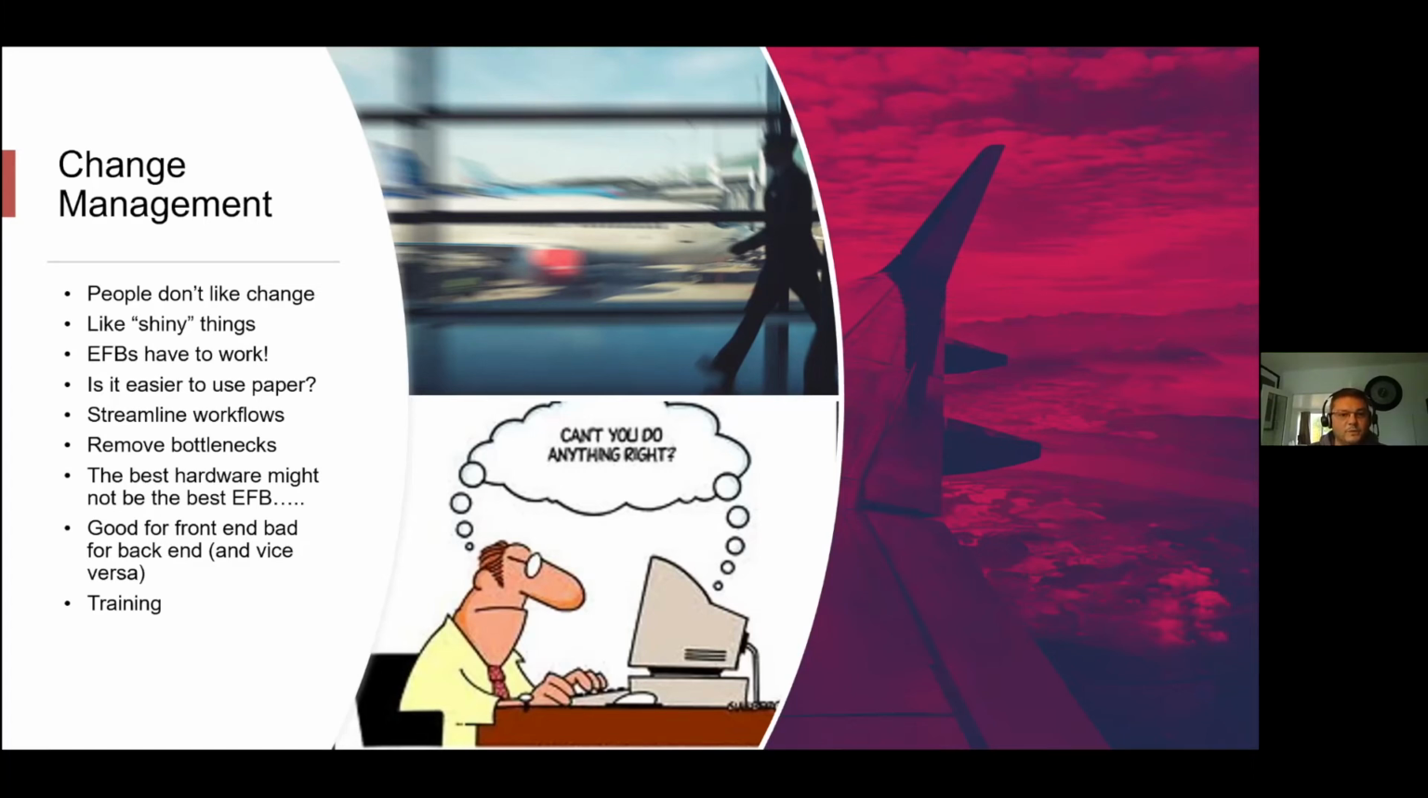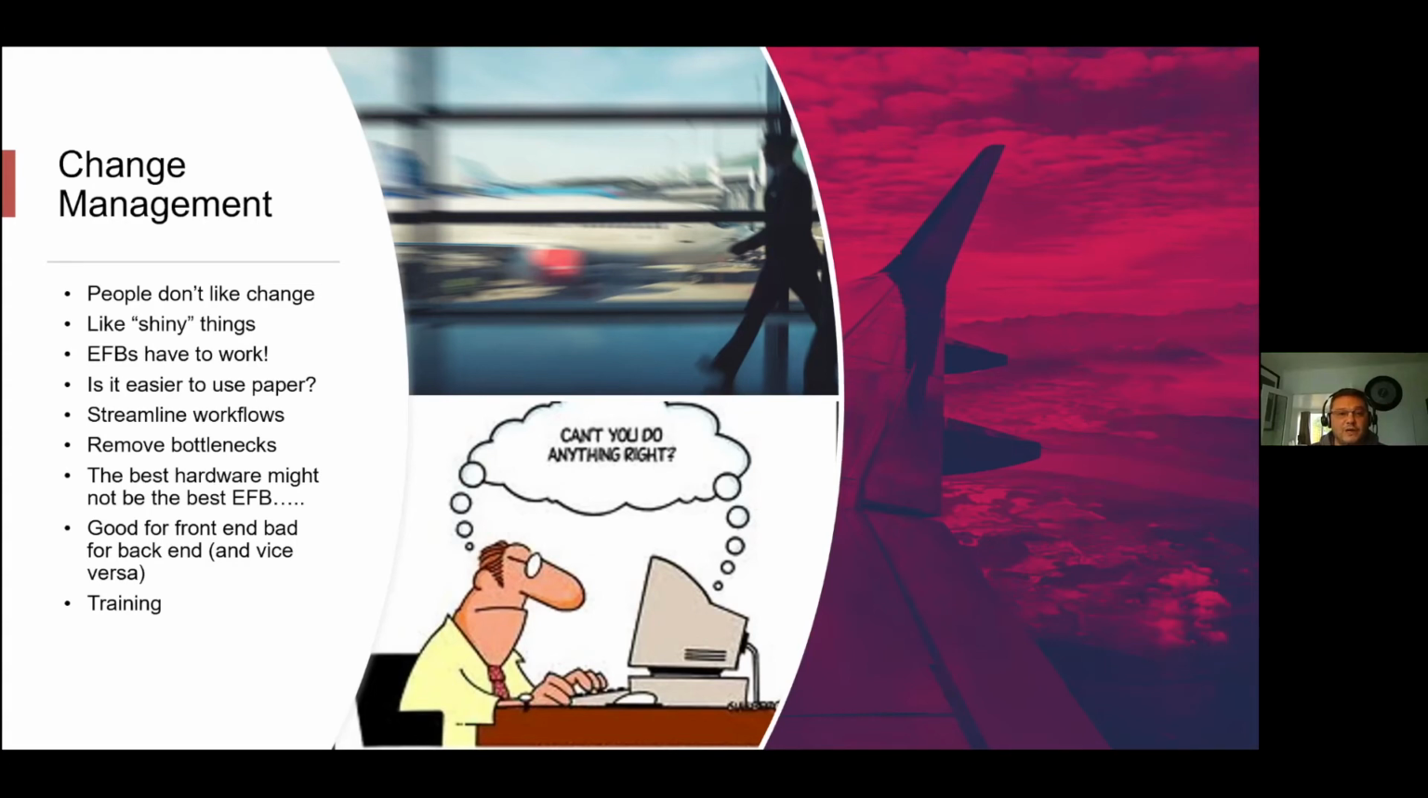If they don't work, then we're defeating the object, and therefore it could be easy to use paper, which is what we don't want. We have to streamline workflows, so workflows between flight crew and cabin crew, and engineering and other ground staff, to remove the bottlenecks. And also, the best hardware might be the best EFB. When we were evaluating things back in 2010, the back end of a Windows device was far better than an Apple device. So what might be good for front end, so good for a user experience, might not be good from an EFB back end IT perspective.